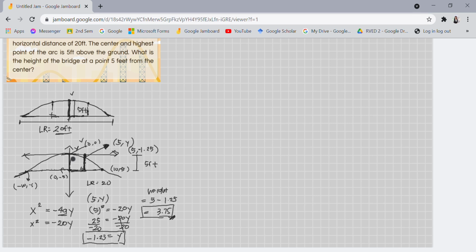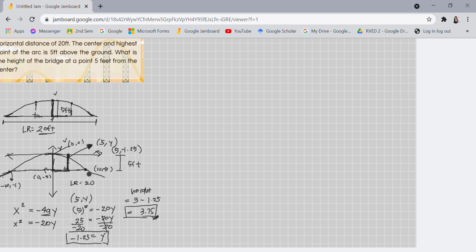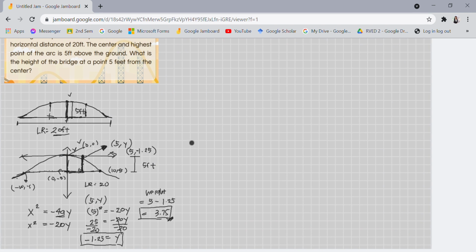Again, we placed the vertex at the origin. However, what if I want to place the origin at this point instead? Ma'am, what if I want to place it at the ground? This is my basis. I want to place it here. So, let's try. We'll draw the same, but a different Cartesian plane.